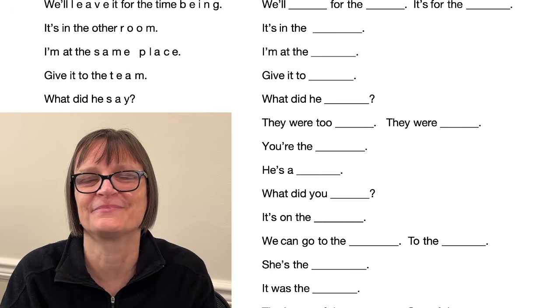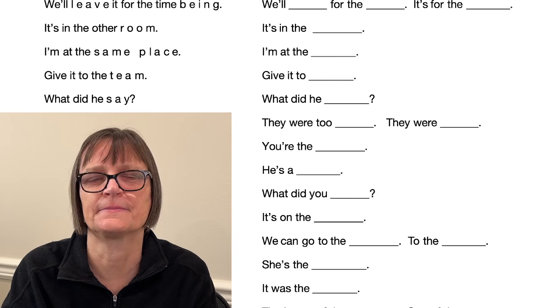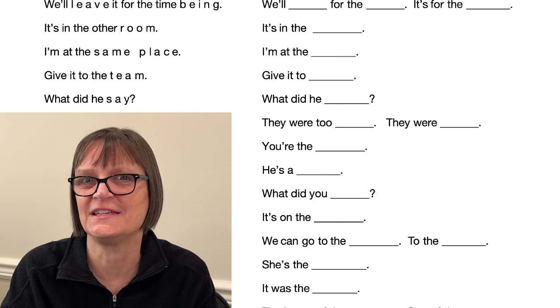Let's try. What did he say? What did he do? What did he look like? What did he want? What did he need?